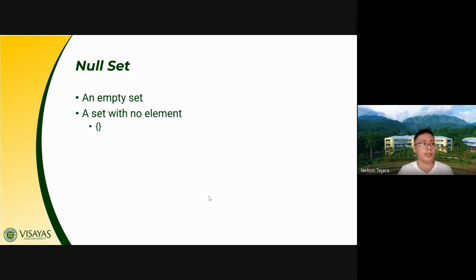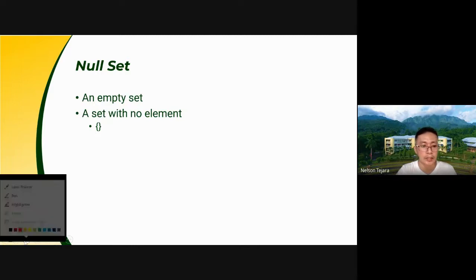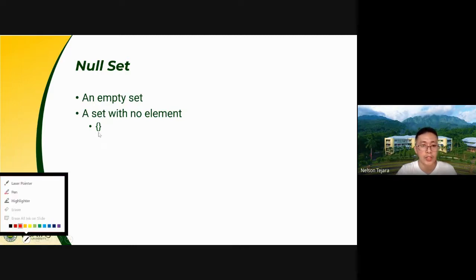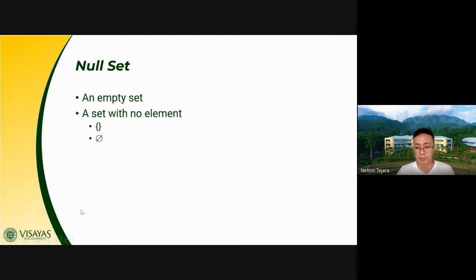So how is it written? For example, this is just an empty set. Once you encounter this symbol, class, it means it is a null set. Then another symbol for a null set is a 0 with a slash. This is also a null set.